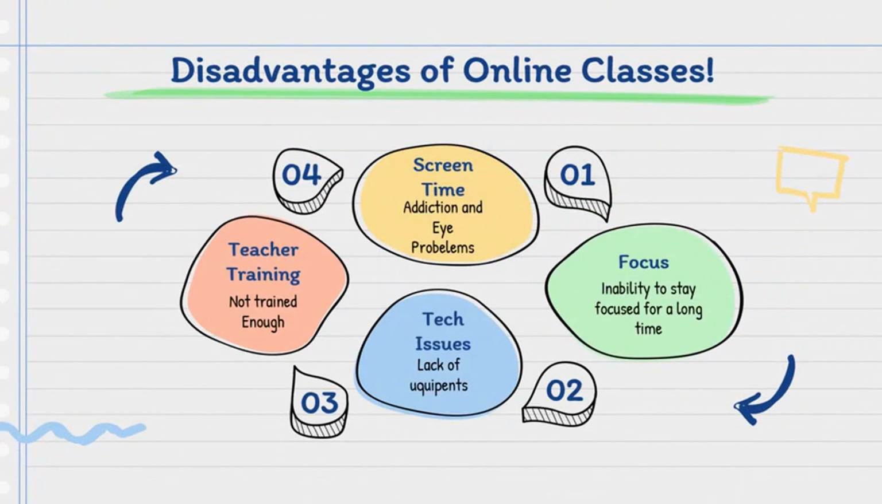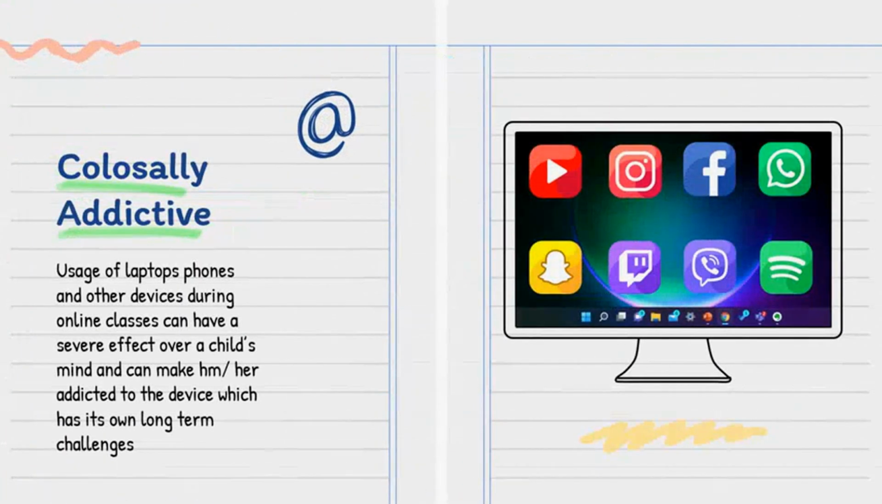Where everything has advantages, there are some disadvantages too. The disadvantages of online education are increase of screen time, focus, technology issues, and teacher training. By online classes, the students get addicted to their mobile phones, laptops, and other devices. By this, there is a severe effect on their mind, eyes, and they have long-term challenges.